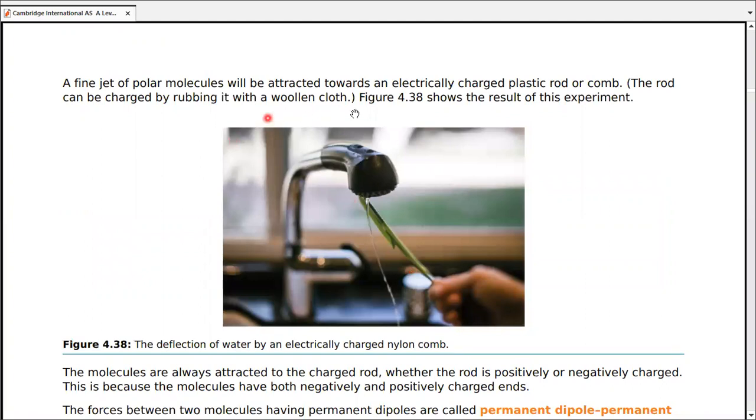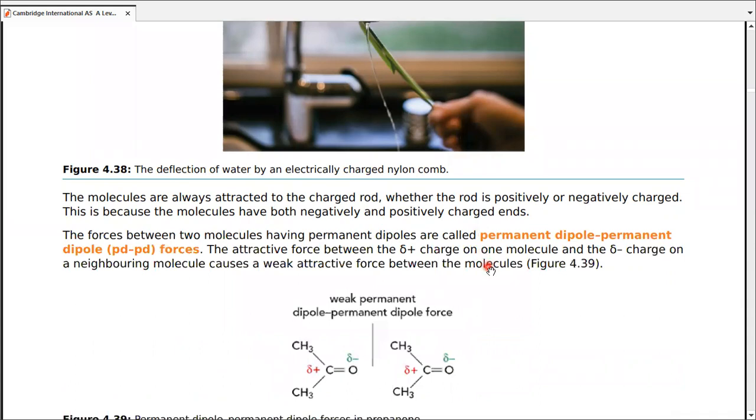A fine jet of polar molecules will be attracted towards an electrically charged plastic rod or comb. The rod can be charged by rubbing it with a woolen cloth. Sometimes we do it with our hair. These are usually fun science experiments for younger children in classes 3, 4, or 5. You might have already done that in your life, right? So the molecules are always attracted to the charged rod, whether the rod is positively or negatively charged.